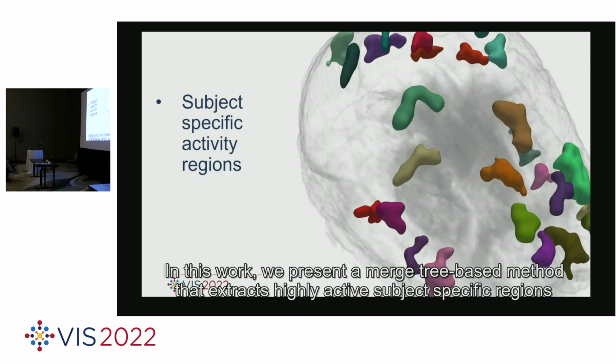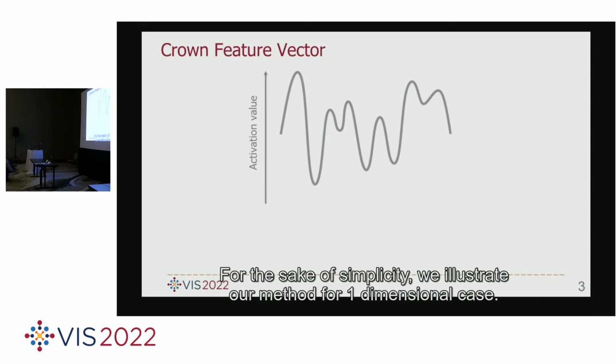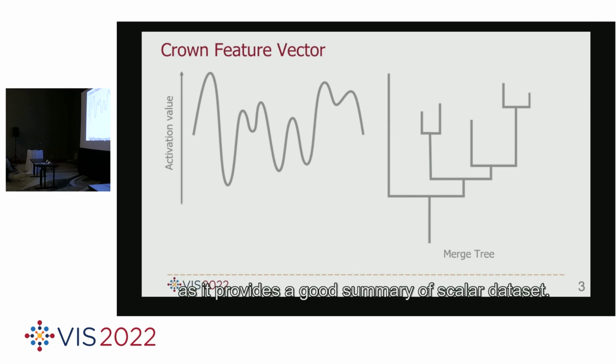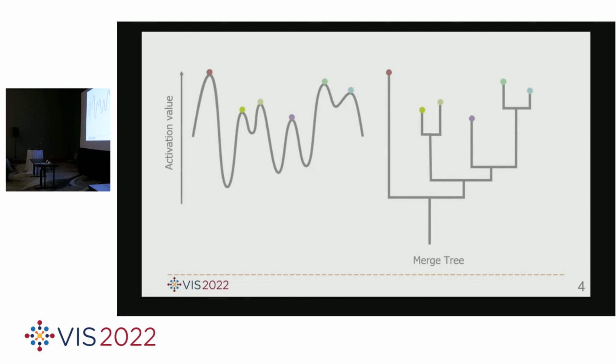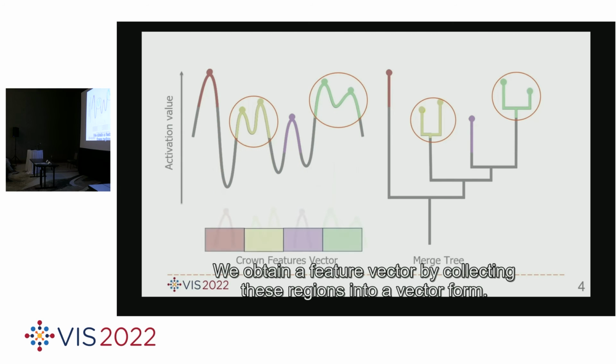In this work, we present a merge tree-based method that extracts highly active subject-specific regions and allows tracking these regions through time. For the sake of simplicity, we illustrate our method for the one-dimensional case. Given a one-dimensional function, we compute its merge tree as it provides a good summary of a scalar dataset. Here we are only interested in maxima because the highly active regions are associated with high intensity values. Based on a certain relative value difference, we group maxima that belong to the same cluster. This step makes our feature robust to noise. We obtain a feature vector by collecting these regions into a vector form.